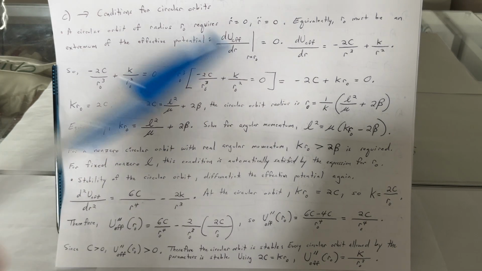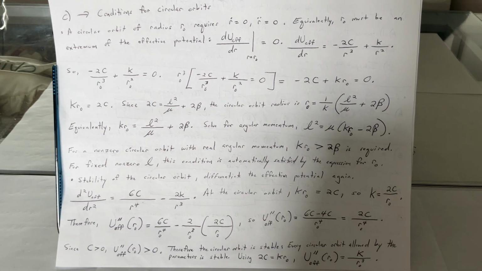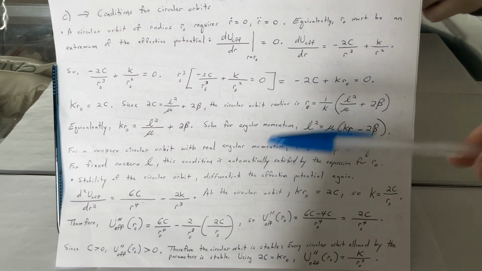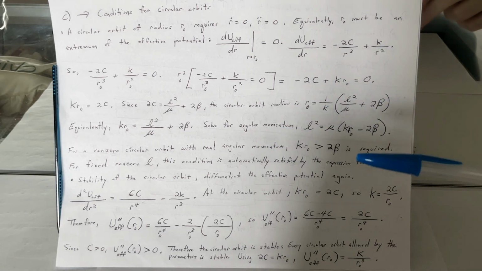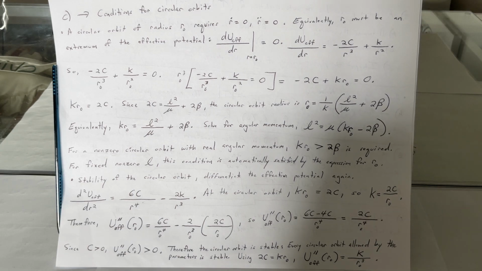Solving for the angular momentum, L squared equals mu times the quantity k r naught minus 2 beta. And for a non-zero circular orbit with real angular momentum, k r naught greater than 2 beta is going to be required. So for a fixed non-zero L, this condition is automatically satisfied by the expression for r naught.